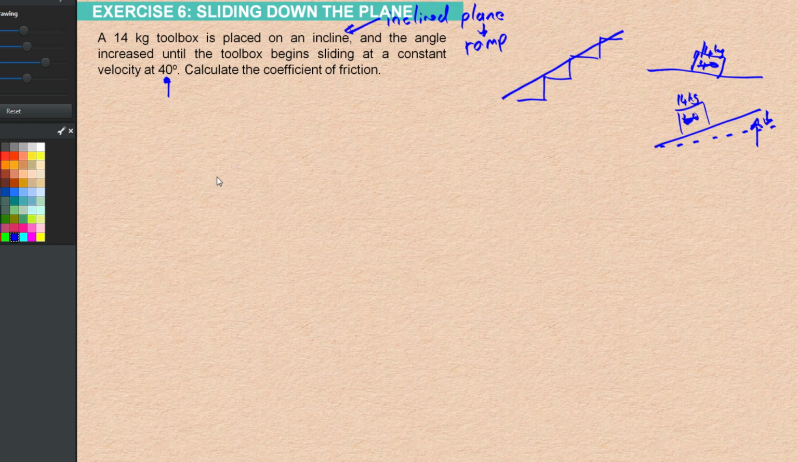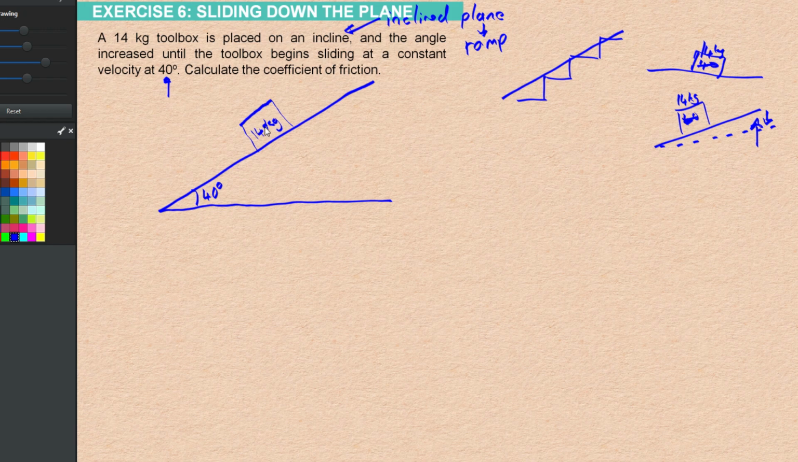So let's draw our situation here. I'm going to draw it nice and large because we've got a few things going on in this one. Okay, our angle has been given to us. It's 40 degrees. Our toolbox will sit somewhere on it. We'll do that here. 14 kilograms.